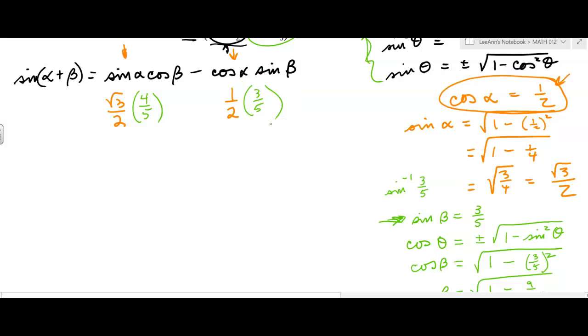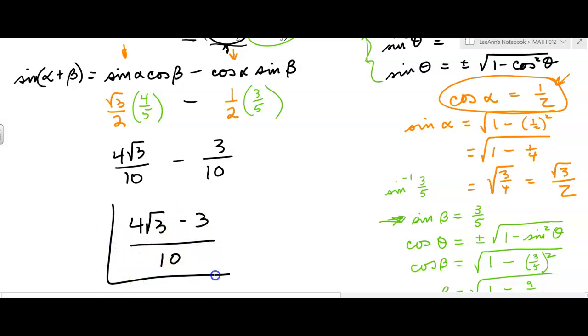The other way to do all this work that I'm doing over on the right is with triangles, and that's how I usually do it. But I'll show you the triangles and how to use those in another problem. This is a good way, though. So what do we get when we start simplifying? Well, we have 4 square root 3 minus 3, all over 10. It doesn't simplify, and we'll be happy. Okay, there you go.